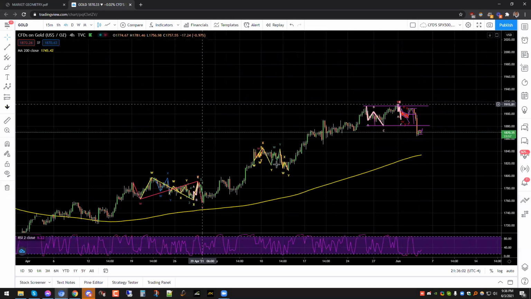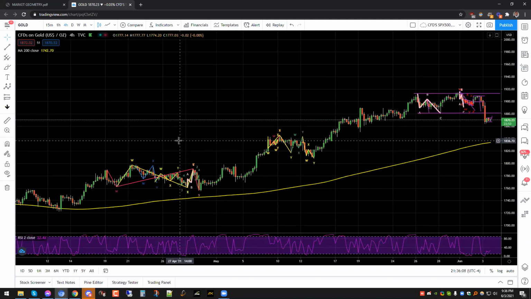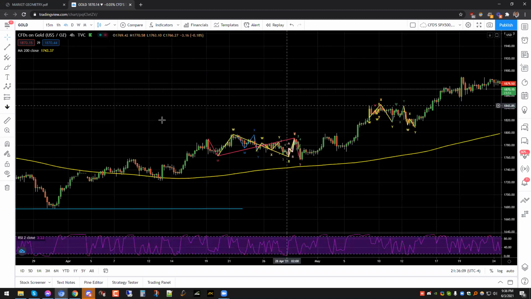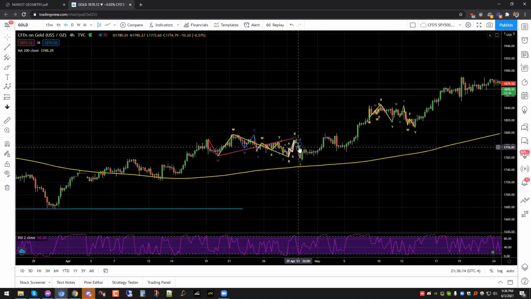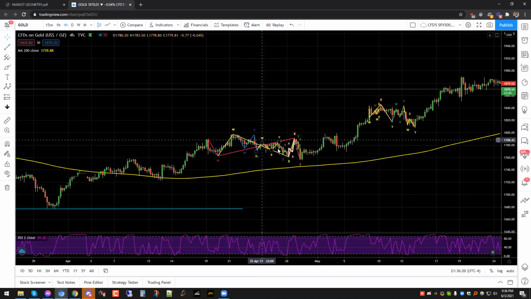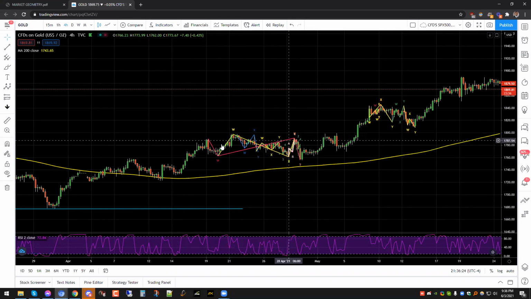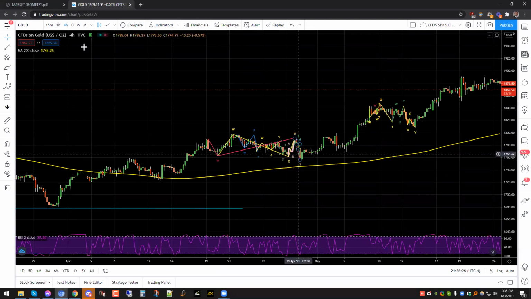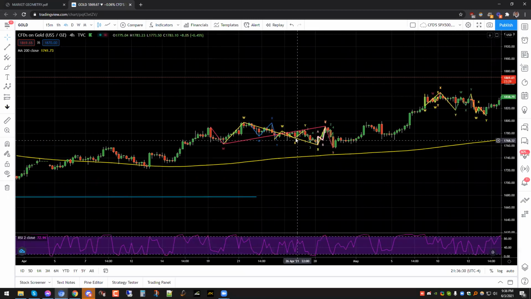Let's look at, let's see here. Look at this complex type corrective formation. Look at how complex this is. But if you understand the Elliott wave theory, you would be able to put this all together to understand where the correction will end. Okay? If you understand the Elliott wave theory, you can put this all together.